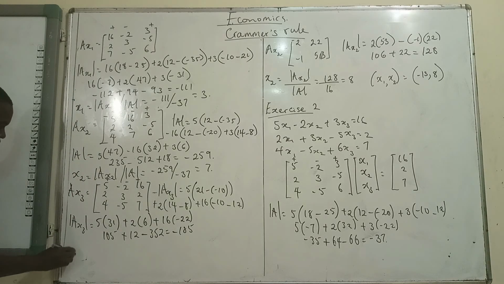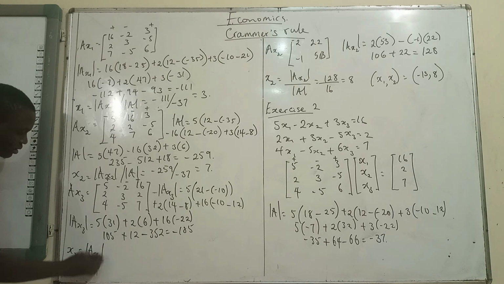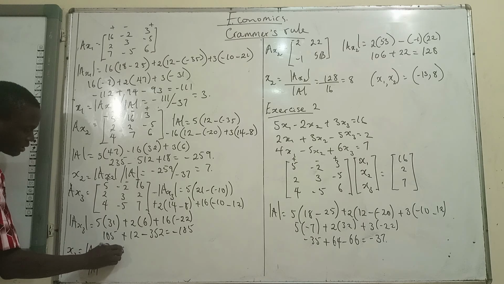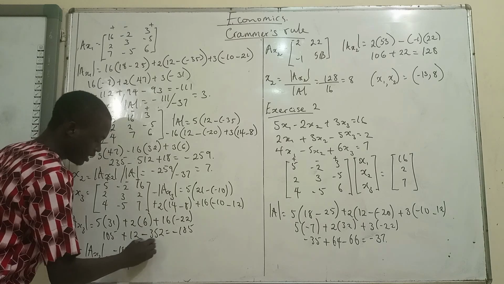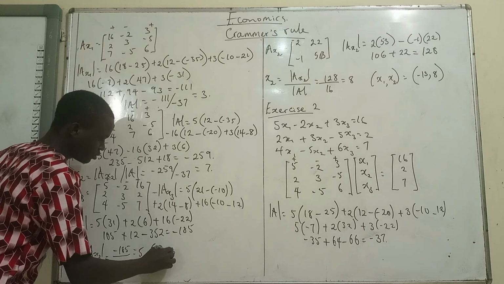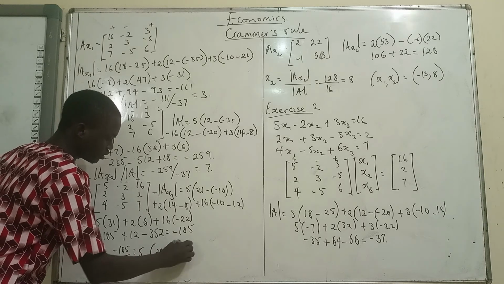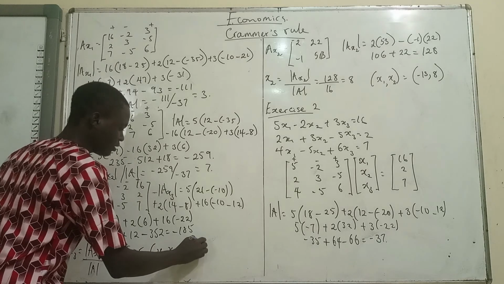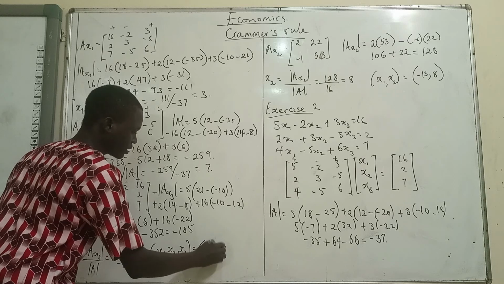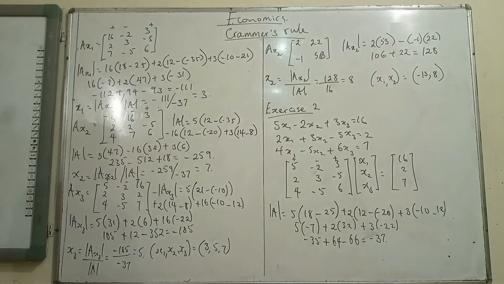So x3 on its own now is going to be the determinant of AX3 divided by the determinant of A, and that's minus 185 divided by minus 37, which is still over there, and the answer is 5. So x1, x2, and x3 is going to be equal to 3, 5, and 7 respectively. So that's about Cramer's rule. It's not big at all.